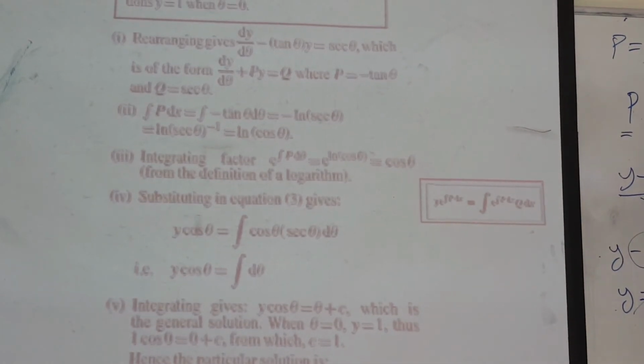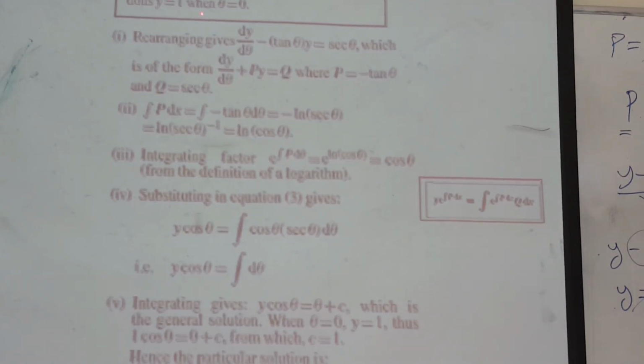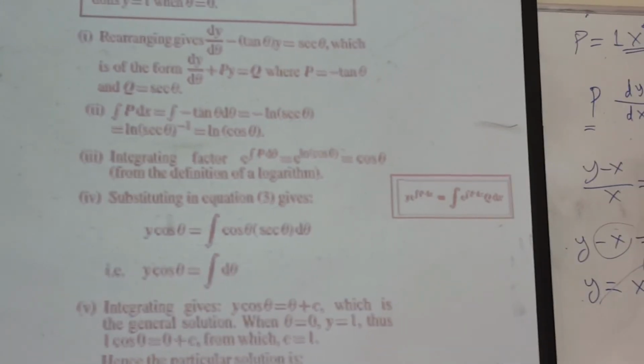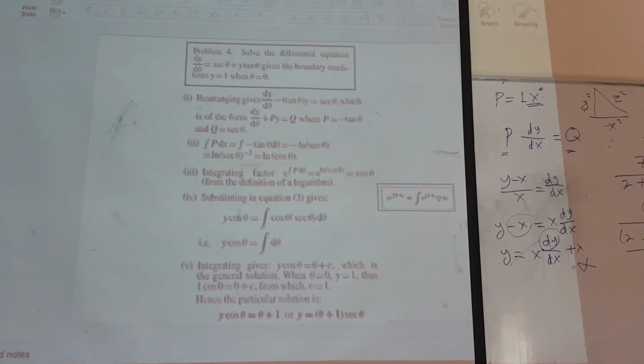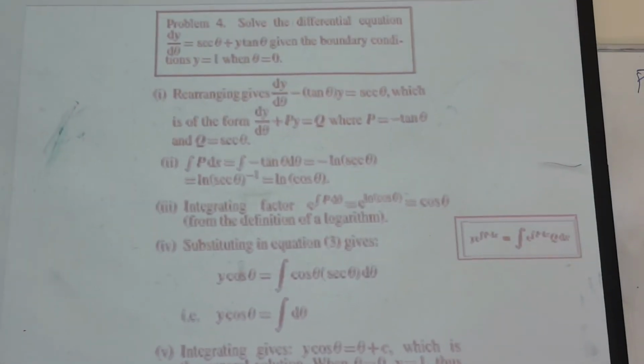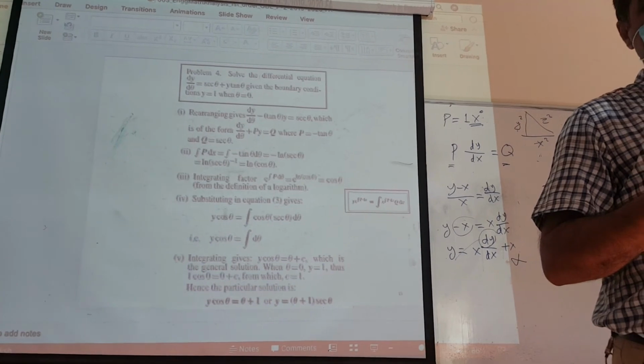Another example. You have rearranging, you have this equation. You see, sometimes you may have sine, cosine, so you have to remember what's the integration of sine, what's the integration of tangent, what's the integration of cotangent.